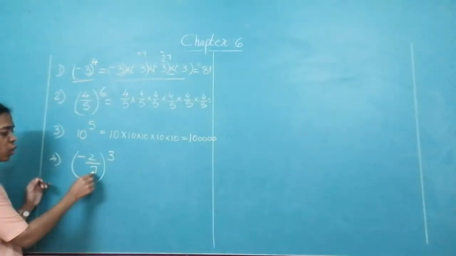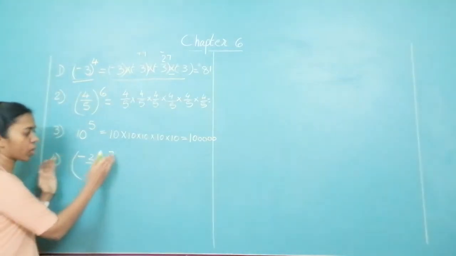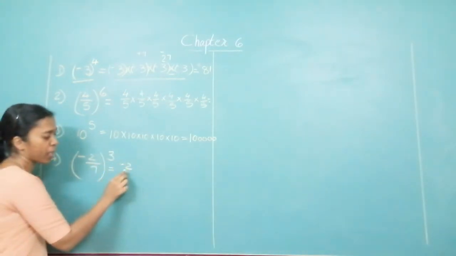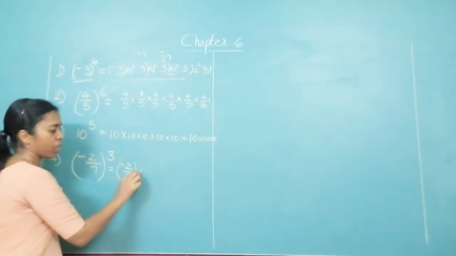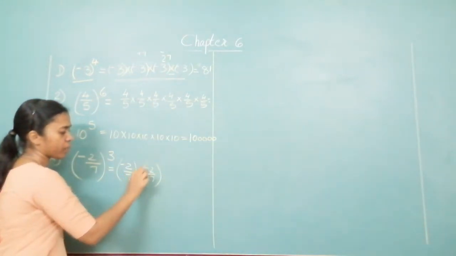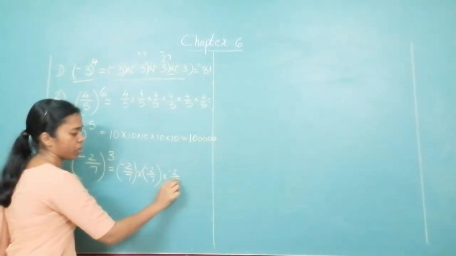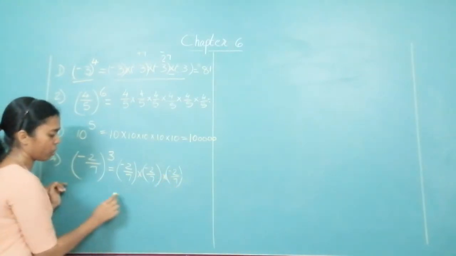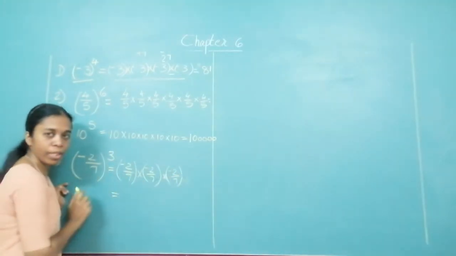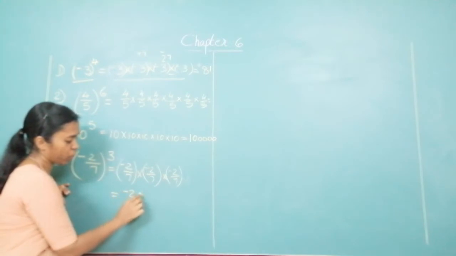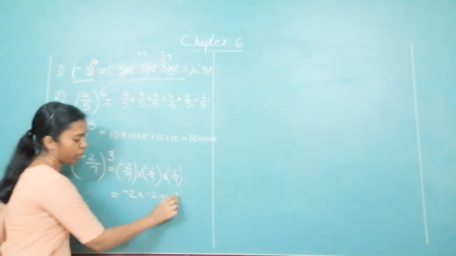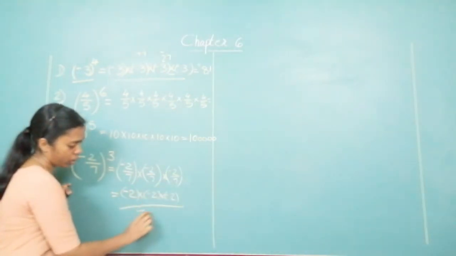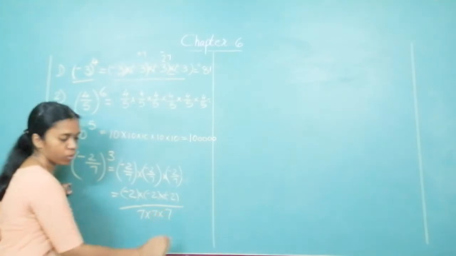Now minus 2 upon 7, the whole thing raised to 3. What is the meaning of it? That is minus 2 upon 7 is multiplied 3 times. How do I get the value of it? You know that to get the value, we multiply the numerators. So we have minus 2 multiplied by minus 2 multiplied by minus 2. This is in the numerator. What is the denominator? 7 into 7 into 7.